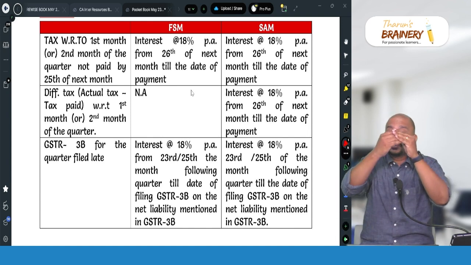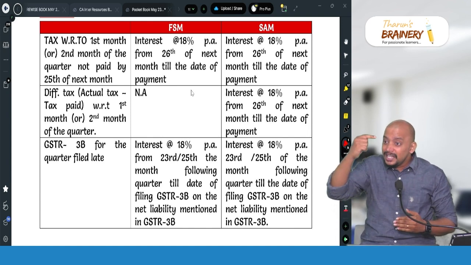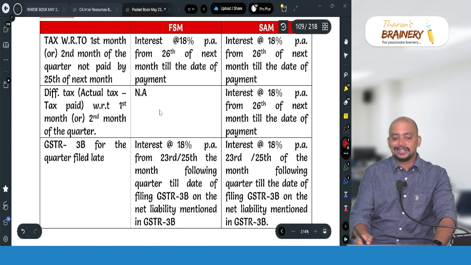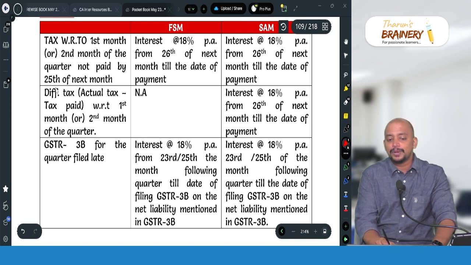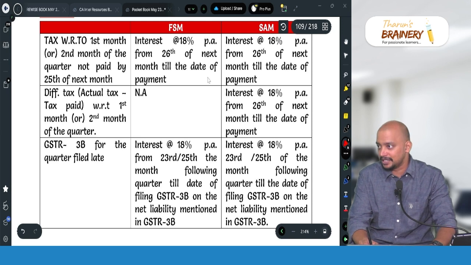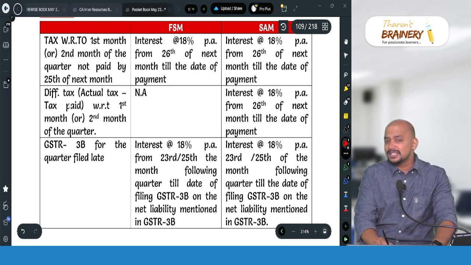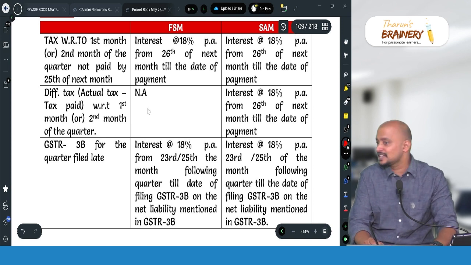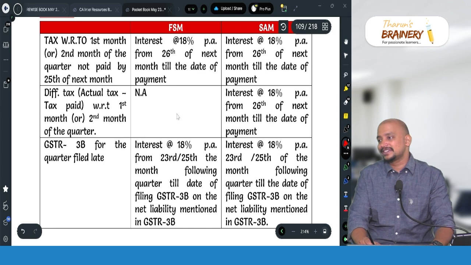Then suppose there is a differential liability, say 35,000 rupees we paid under fixed sum method, but the actual liability is 40,000 rupees. On the differential amount, do we need to pay any interest? No, we are not required to pay any interest. See this: tax with respect to the first or second month of the quarter not paid by the 25th of the next month, interest we compute at 18% per annum from the 26th of the next month till the date of payment. And the differential tax is actual tax minus tax paid. With respect to the first and second month of the quarter, does any interest arise on it? No, because you are under fixed sum method.